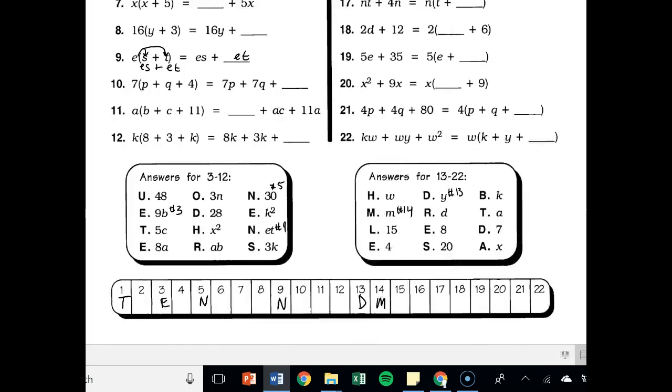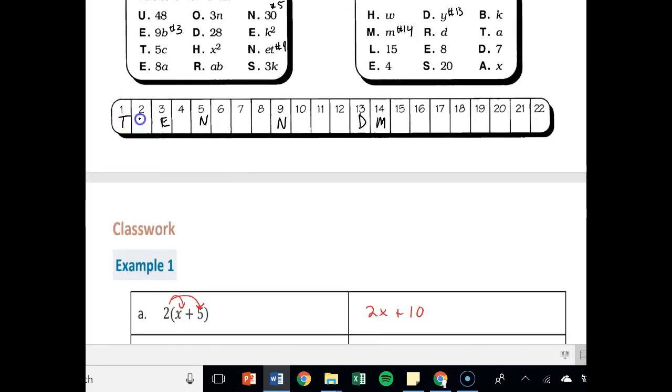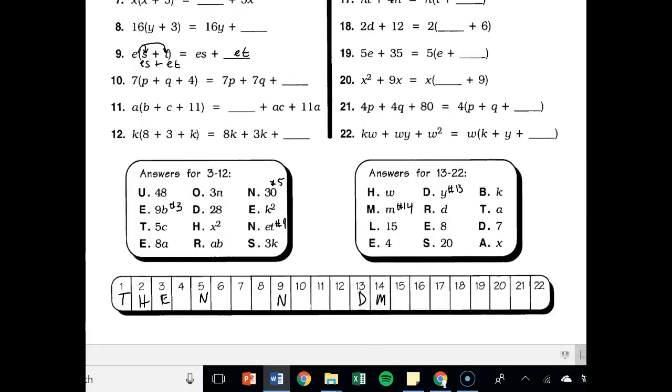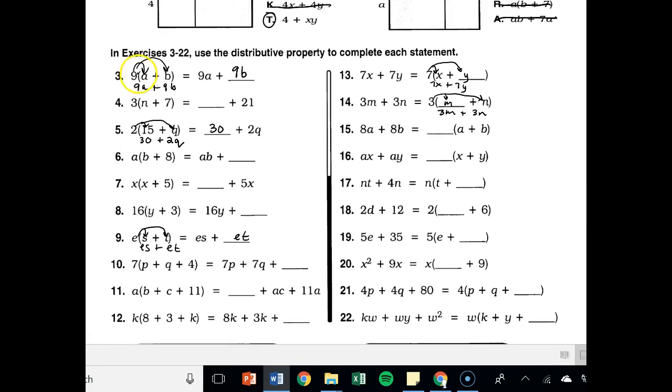So you go down to number 2 in the bottom here and you put h, so we got the word the, right? So for the distributive property, remember you want to multiply the term on the outside by both terms on the inside. So 9 times a is 9a, 9 times b is 9b.